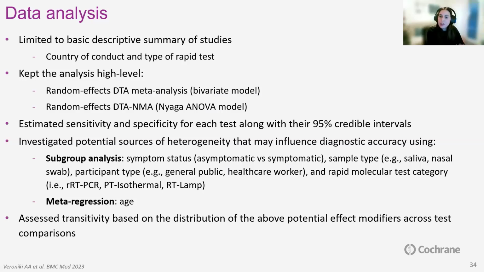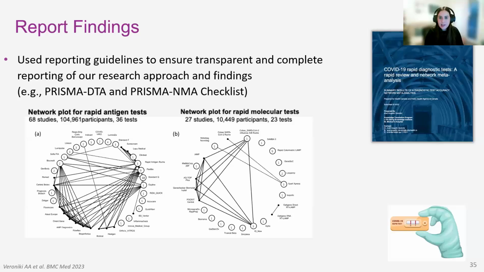The transitivity assumption relates to the potential clinical and methodological variation of diagnostic accuracy across the different test comparisons of the network. So what we did was to assess whether the distribution of the effect modifiers was on average similar across the different test comparisons. We reported our findings following the PRISMA-DTA and the PRISMA-NMA reporting guidelines to ensure transparency and completeness of our reporting.